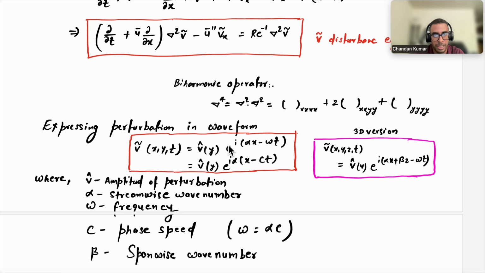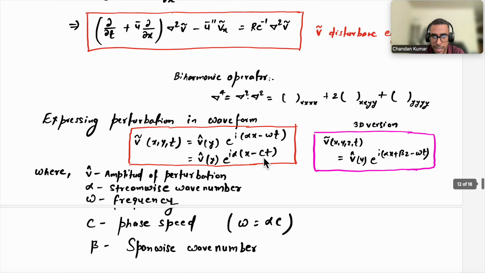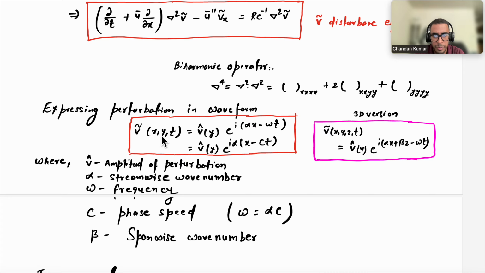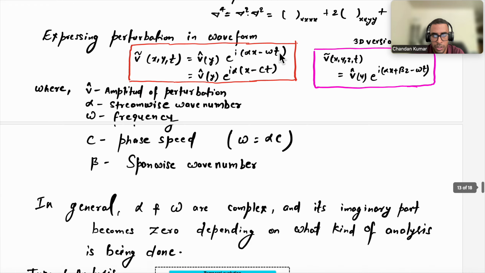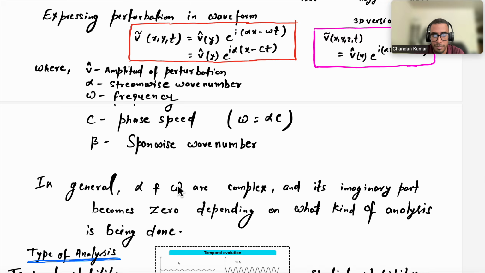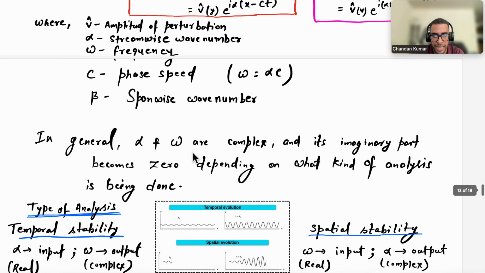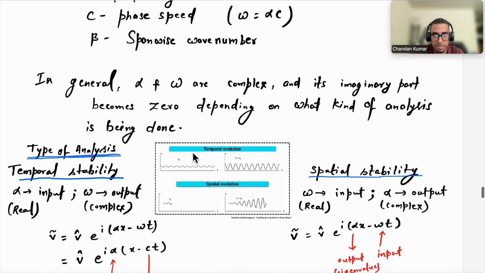For the current case which we are dealing with, we will consider the 2D perturbation. It is going to be a little bit simpler, and we will substitute this perturbation definition into the V disturbance equation that we obtained. But before doing that, we will get into some different kinds of analysis that people generally do when they are performing stability analysis.